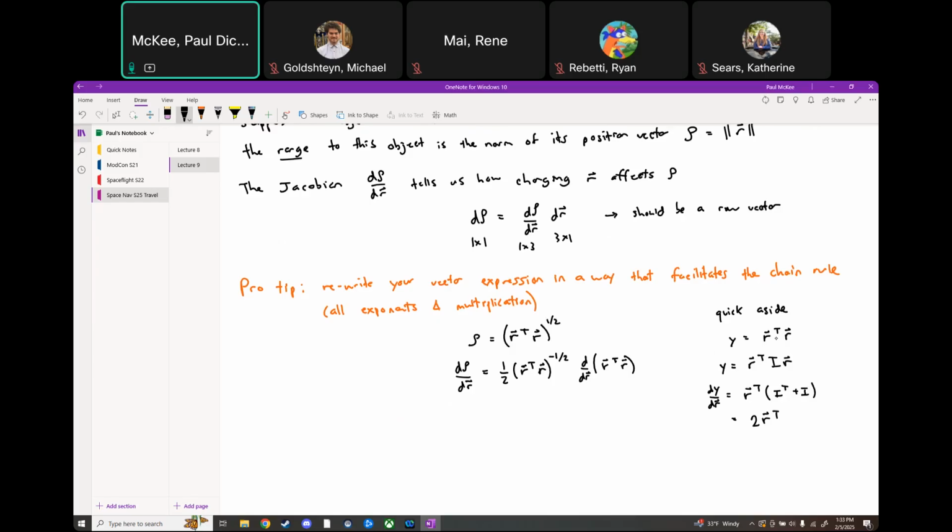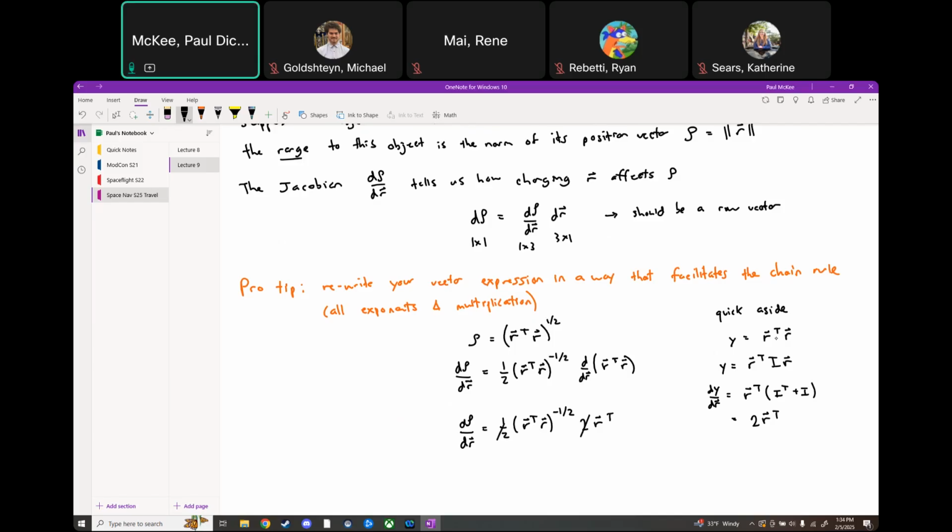Okay. So hopefully that makes sense. The derivative of x squared is 2x. The derivative of R transpose R is 2R transpose. Shouldn't be a shocker. So if we plug that in, we get the derivative of rho with respect to R is 1/2 R transpose R to the negative 1/2 times 2R transpose. Cancel, cancel. We're almost done. Isn't R transpose R to the 1/2 power just rho again?